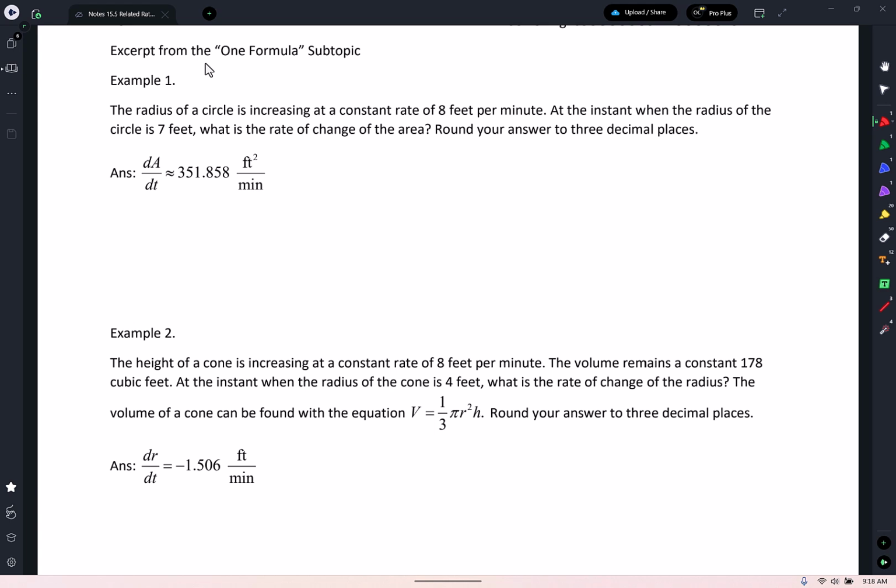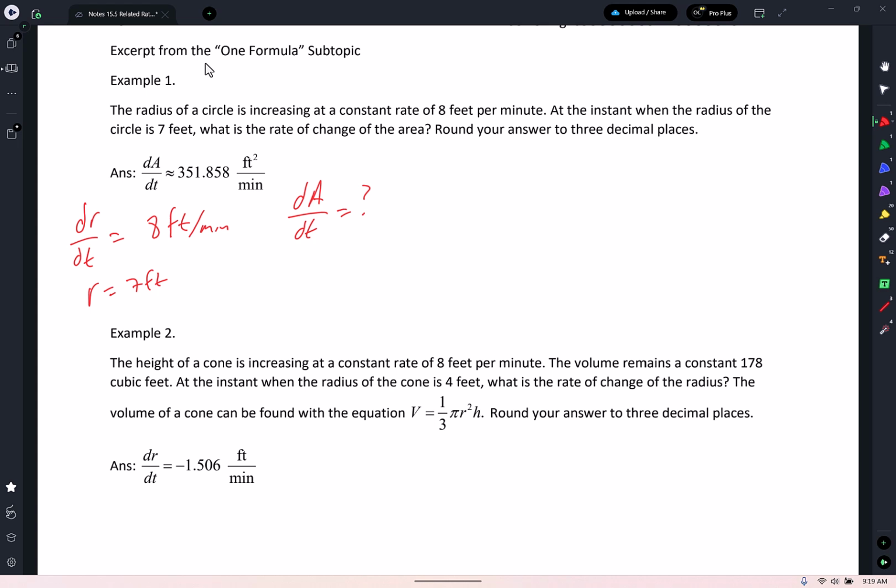Example one: the radius of a circle is increasing at a constant rate of 8 feet per minute. So that is the dr/dt. So dr/dt is 8 feet per minute. At the instant when the radius of the circle is 7 feet, so the radius is 7 feet, what is the rate of change of the area? So they want to know dA/dt. So dA/dt equals question mark.